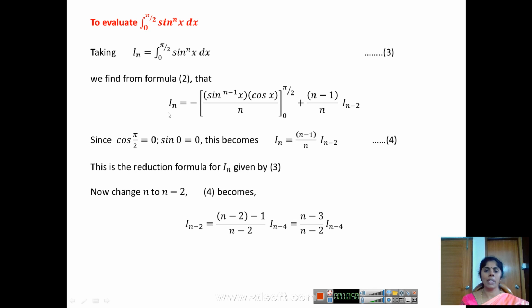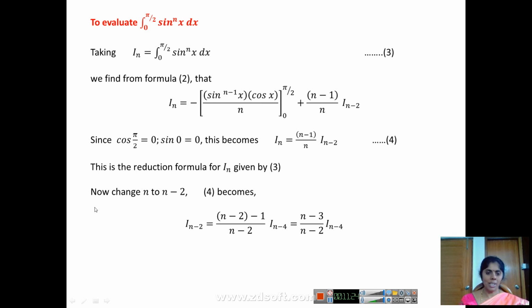And we get back the term In equals n minus 1 whole divided by n into I n minus 2, which is the reduction formula for the term integral 0 to pi by 2 sine to the power n of x into dx. But here we are left with another integral term, that is I n minus 2. To remove this one, we have to change the terms, that is n in the place of n minus 2.